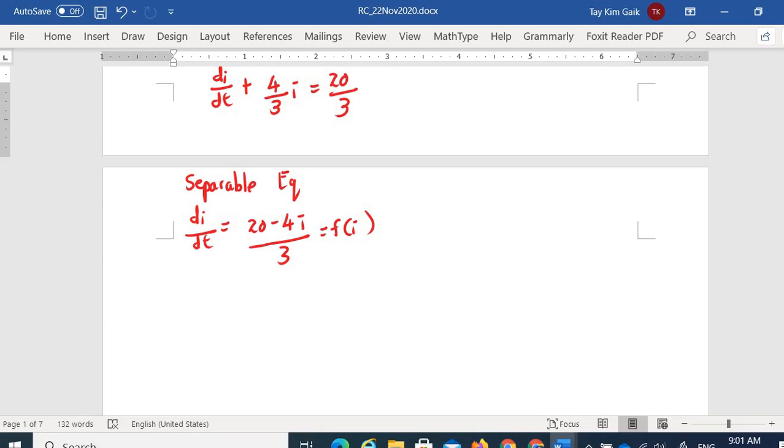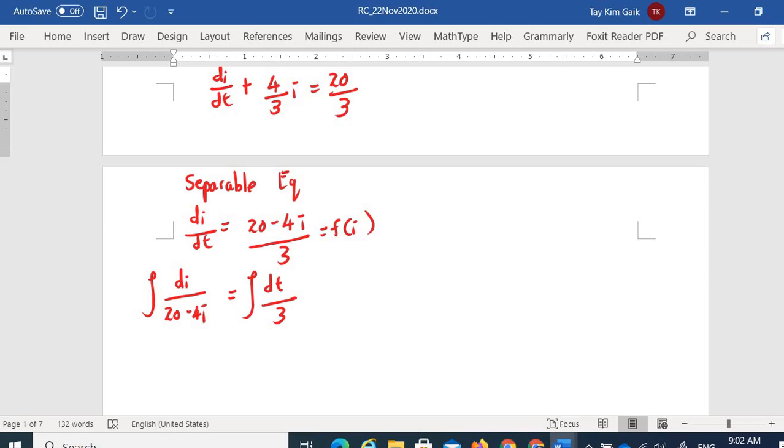Then you will have di divided by 20 minus 4i, and then dt divided by 3. Let us bring this 20 minus 4i to di. 1/3 is maintained in the right hand side. Then you integrate both sides.